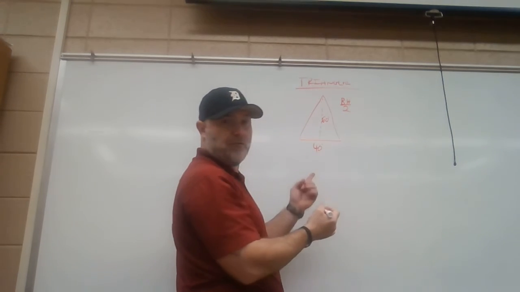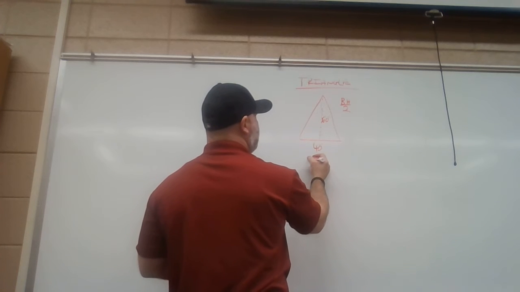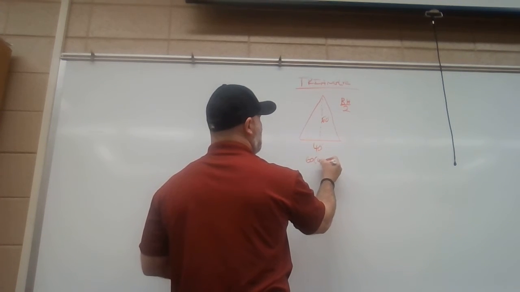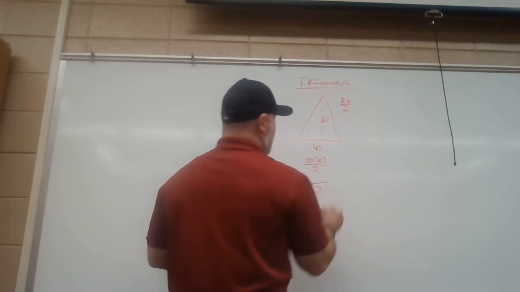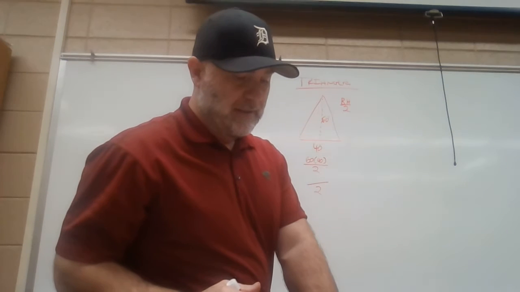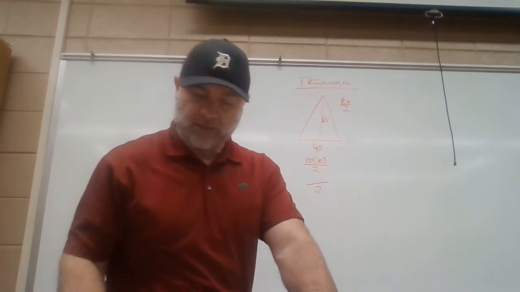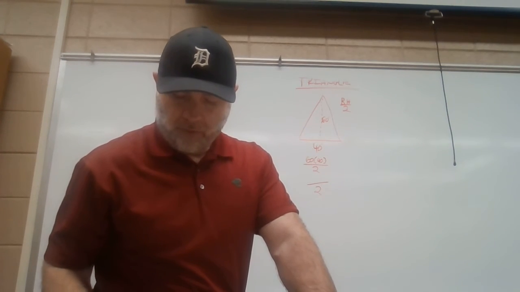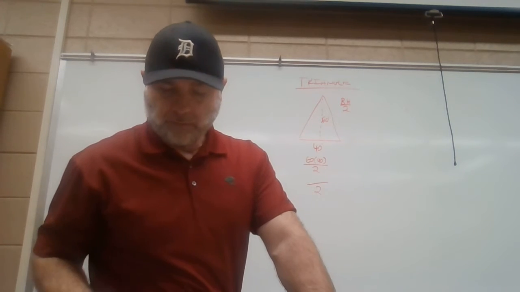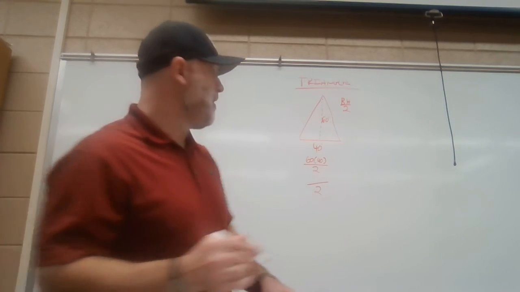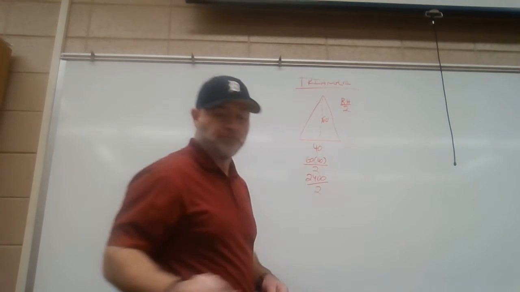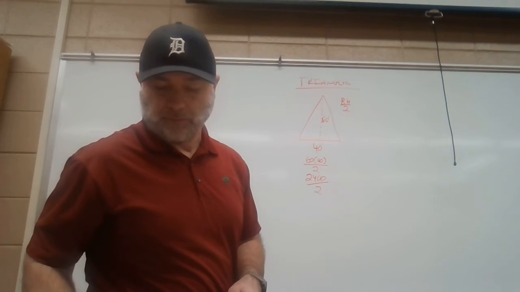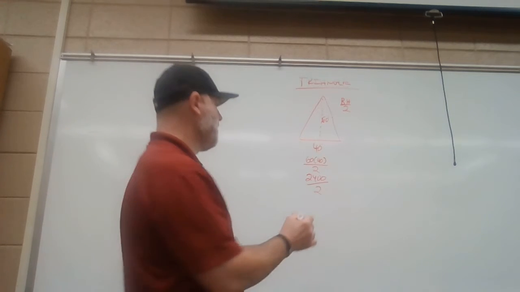So do the formula. Base times height, that's 60 times 40 divided by 2. Bring it down. 60 by 40 is 2,400. Divide that by 2, and it's 1,200 square feet.